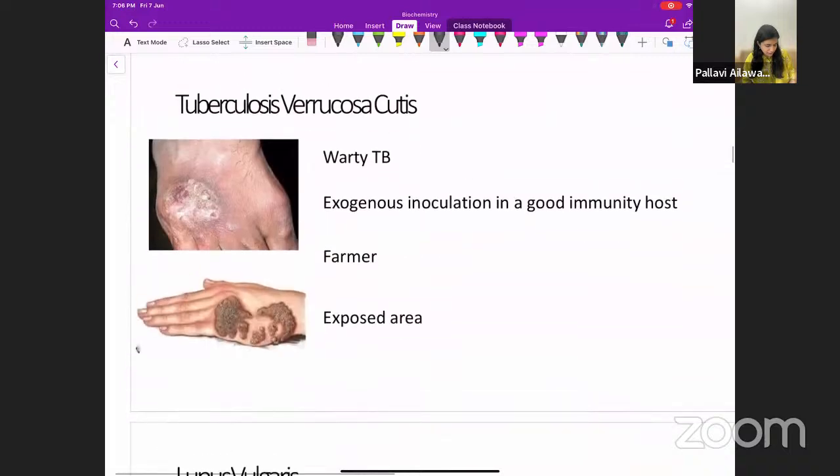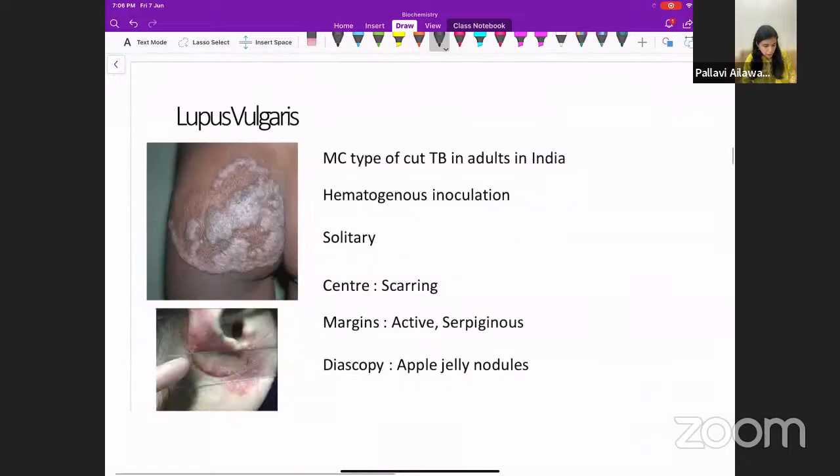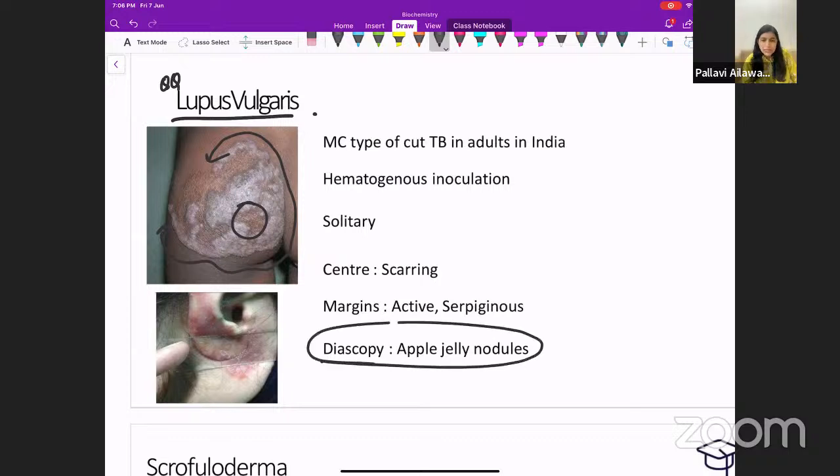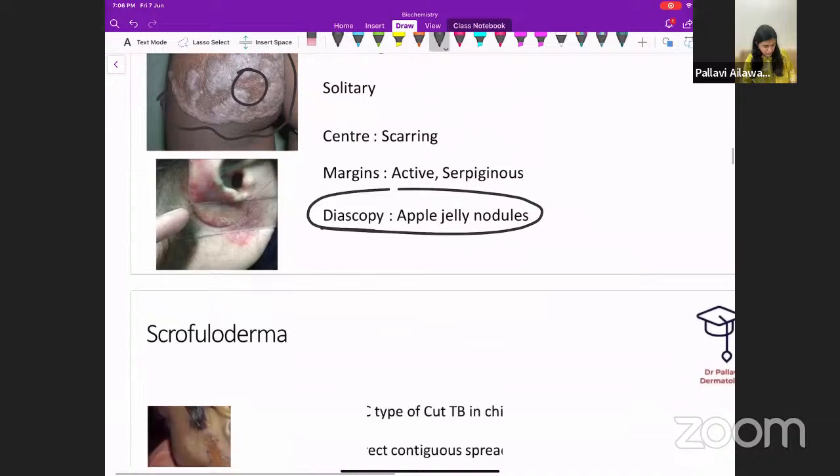Then TBVC, you know, a single warty lesion here with a rough verrucous surface, that is tuberculosis verrucosa cutis. Lupus vulgaris is important. Here patient presents with a fleshy reddish brown plaque which has active margins and scarring in the center. So this was a question asked in the FMG exam in January 2024. Patient presents with an annular lesion with active margins, scarring in the center. This is lupus vulgaris. A finding on diascopy is apple jelly nodules.